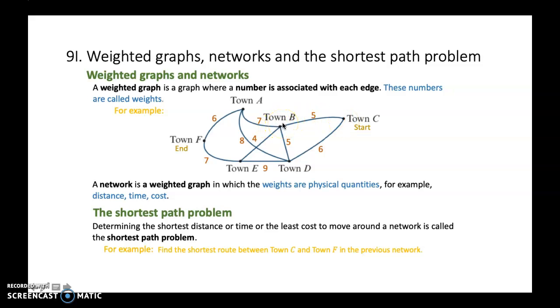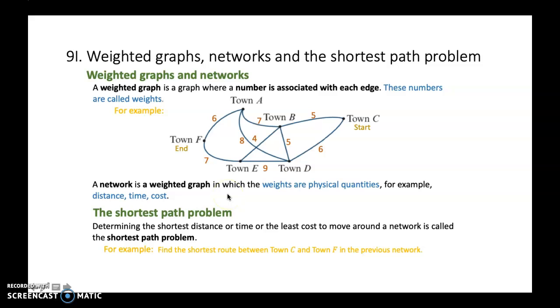And then after B, we have three options: travel from B to I, B to E, or D. But compare the weights here. We have 7, 4, or 5. So of course we choose 4. Then from town B to E. Then E will only have one route, which is 7.